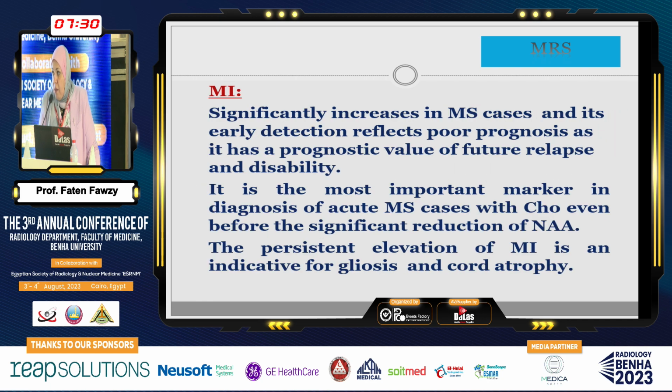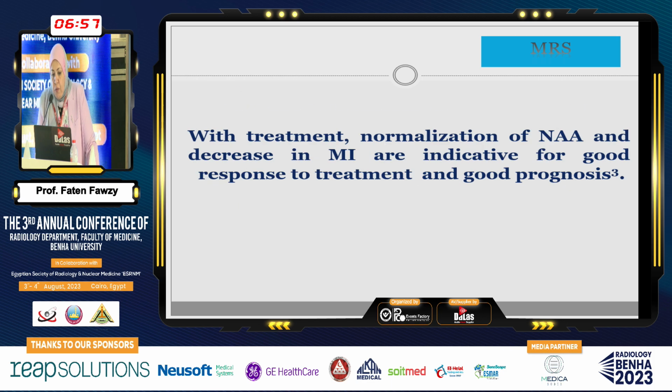Myoinositol, which is the striking metabolite, significantly increases in MS cases. Its early detection reflects poor prognosis, and it is of high prognostic value for future relapse and disability. It's the most important marker in diagnosis together with the choline before significant reduction of N-acetylaspartate. The persistent elevation of the myoinositol is indicative for gliosis, cord atrophy, and predicts poor outcome of the patient.